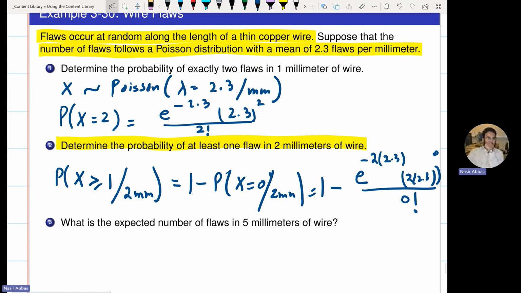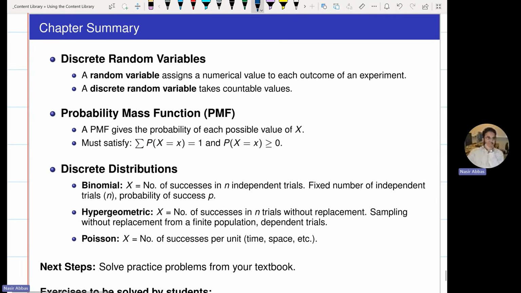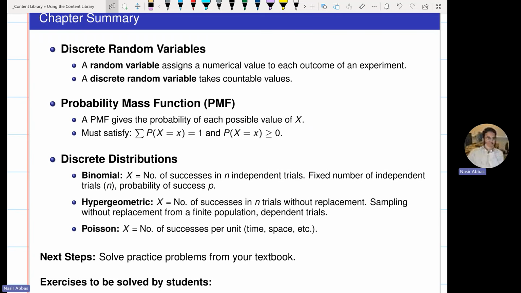What is the expected number of flaws per 5 millimeters? 5 times lambda, which is 11 point something. 11.5, I think. I'm not sure about this. Check it. We're done. We're done with chapter 3.